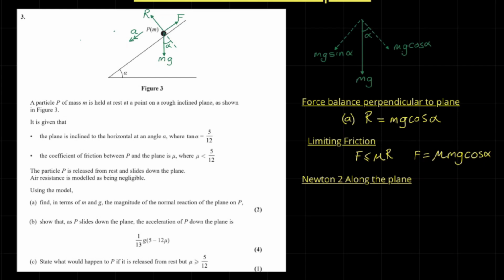So now we can apply Newton's second law of motion. Newton's second law talks about the rate of change of momentum, but if the mass of the object is constant, then we can simplify the second law to the resultant force of an object is equal to its mass times its acceleration. We need to apply Newton's second law along the plane. The forces are mg sin alpha down the plane and friction, which is acting up the plane because it's opposing the motion down the plane.